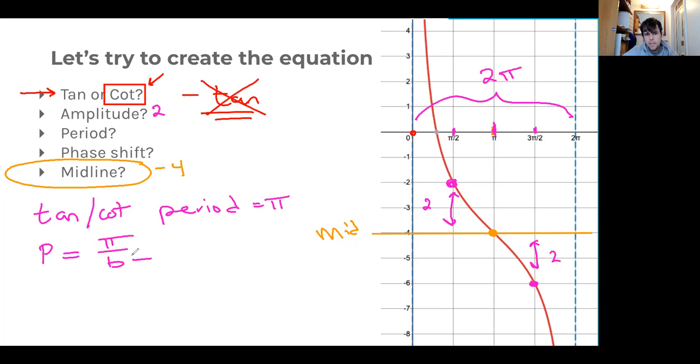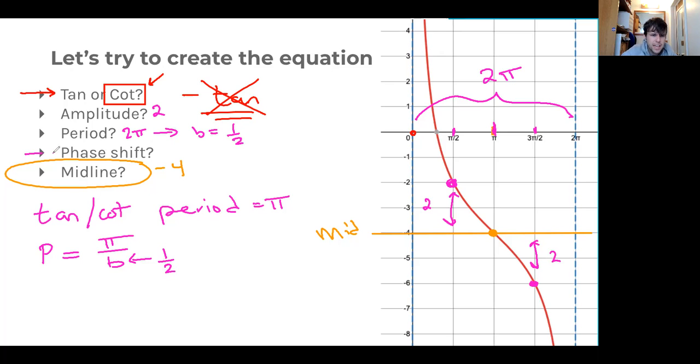Well, don't we need the b value in order to calculate this? Yeah, we certainly do. If we need to make this bigger, our b value actually needs to be a fraction. It needs to be a half. That way, when we do pi divided by a half, we just get 2 pi. So our period is 2 pi, which gives us a b value of 1/2.